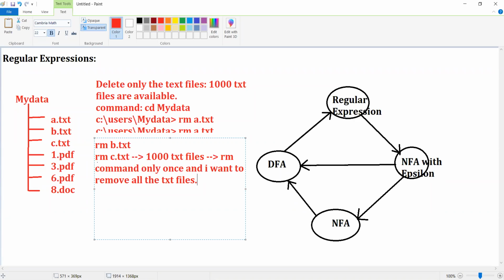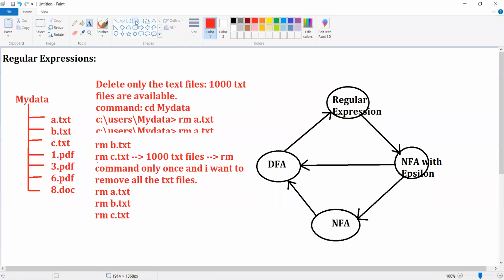So how is it possible? Now let's go ahead. For this, please try to understand. First, let's check rm a.txt, rm b.txt, rm c.txt. Okay. Now, please, everybody, have a look at this.